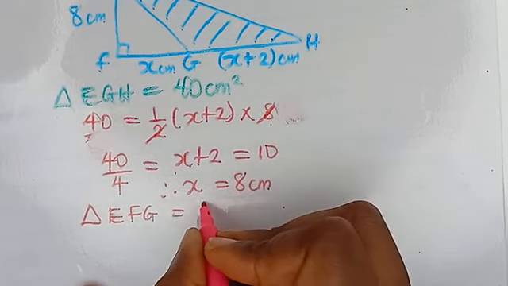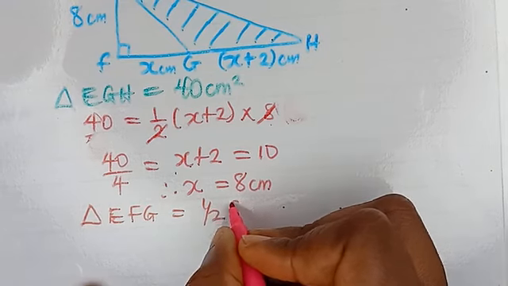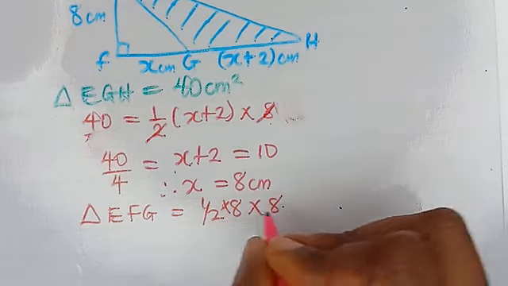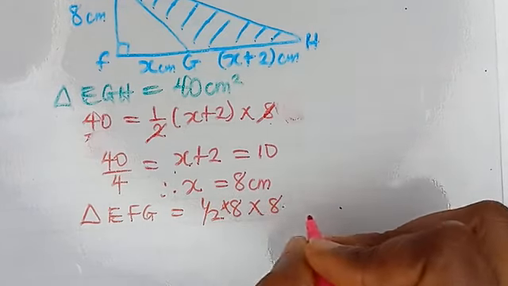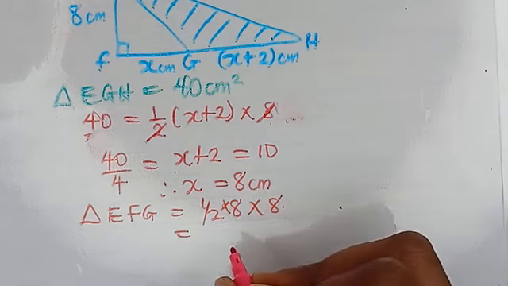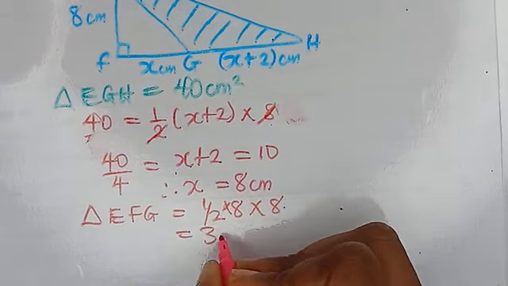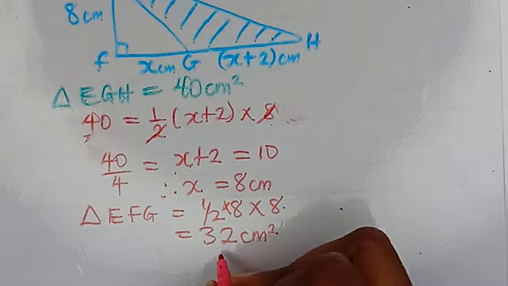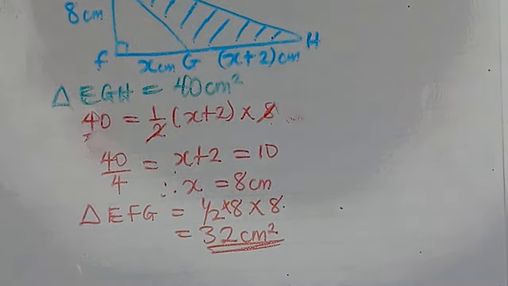is now equal to half base. Base is 8 and the height is also 8, which is 8 times 8, 64. Half of 64 is 32, or you say half of 8 is 4. 4 times 8 is 32 cm squared. Area is in cm squared.